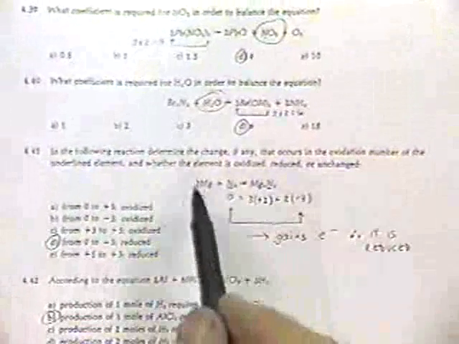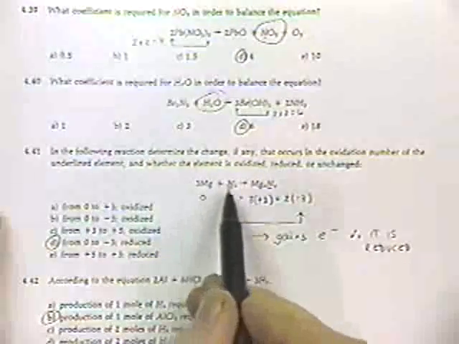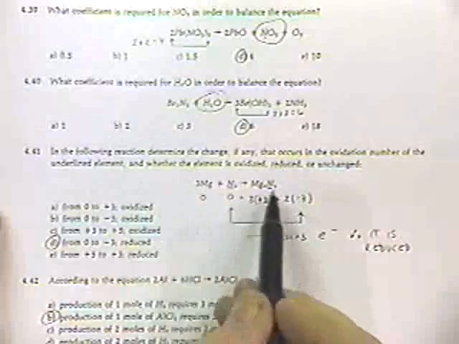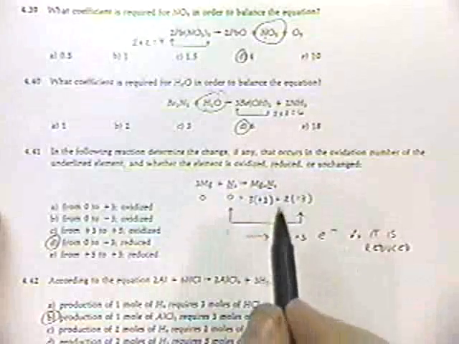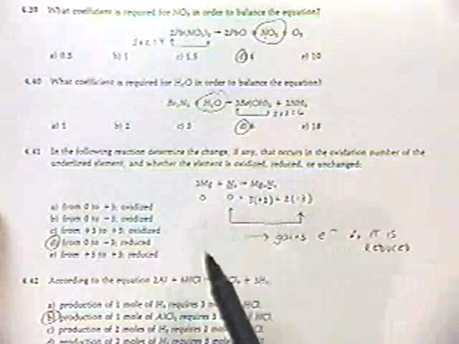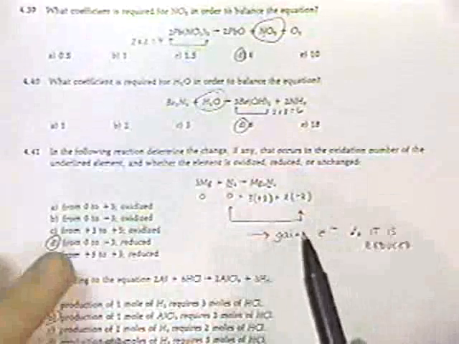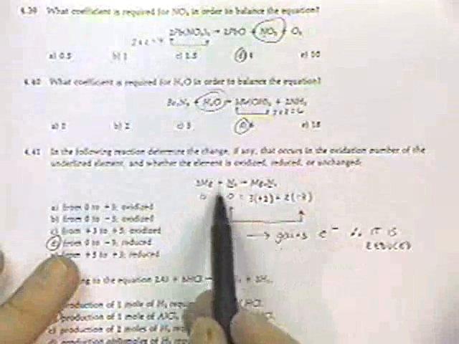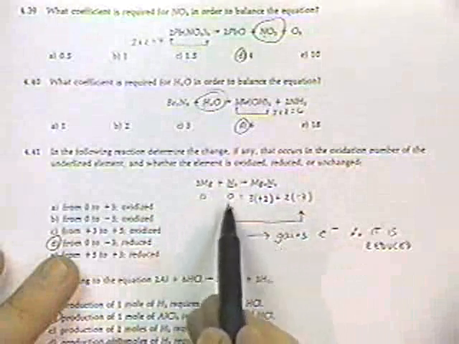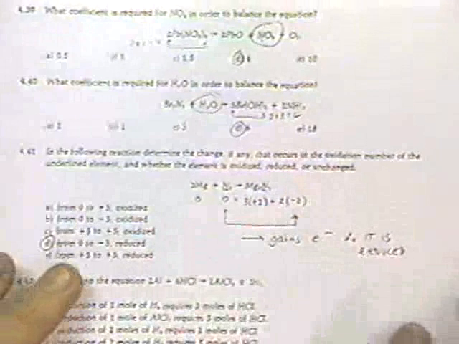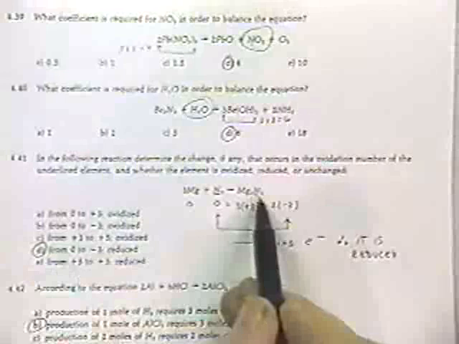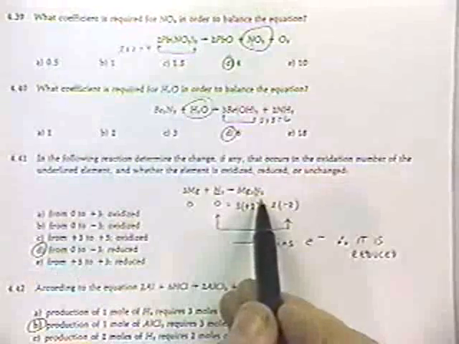Here we have a reaction with magnesium and nitrogen, making magnesium nitride. And the question is, what's happening to the oxidation states? Okay, remember when things are elemental, we say that they have an oxidation state of 0. And we take a look at nitrogen.